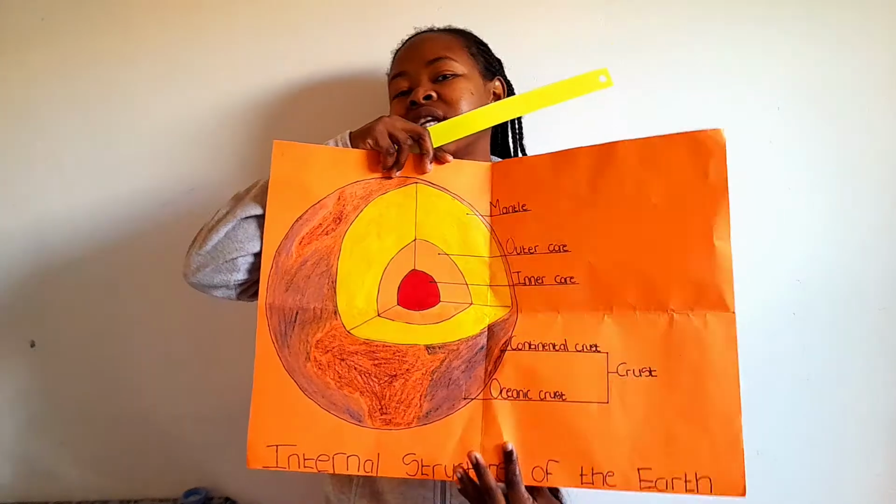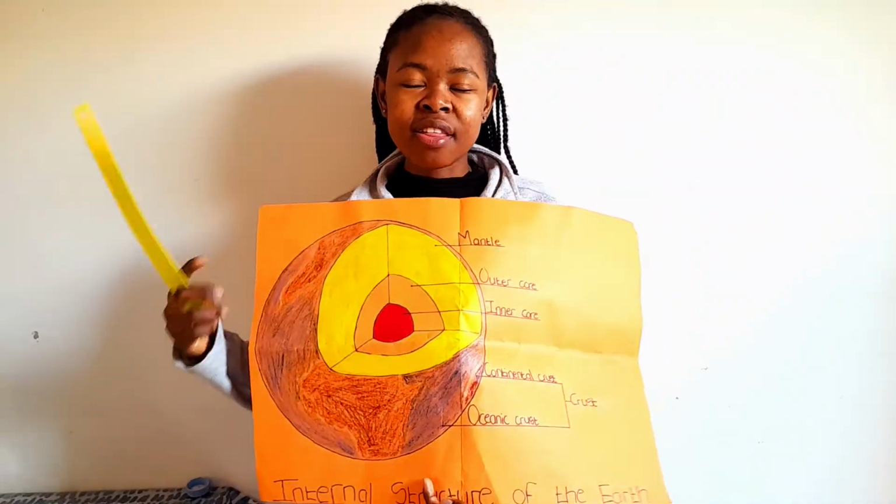And for today's discussion, we'll be covering the theme of geomorphology, and the topic is the internal structure of the Earth. This is grade 8 learning content. Now, geomorphology is the study of the physical features of the Earth, and I will be using this diagram to explain what the Earth looks like.